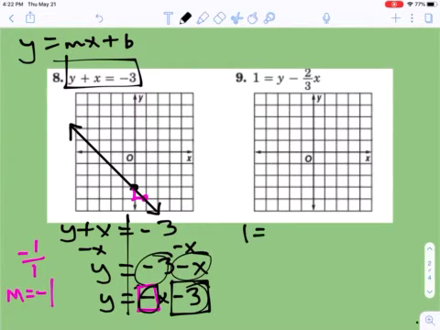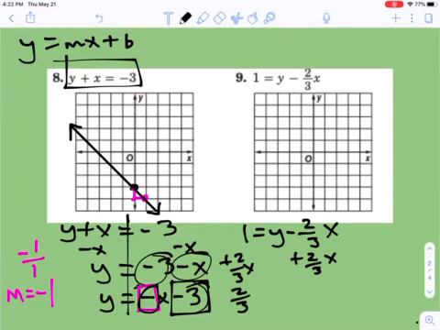We have 1 equals y minus 2/3 x. Okay, first thing I want to do is y should be by itself. And it doesn't matter if it's on the right or the left, y should be by itself. So let's start by adding 2/3 x to both sides. All right, so that will give me 2/3 x plus 1, because this is positive, equals y.